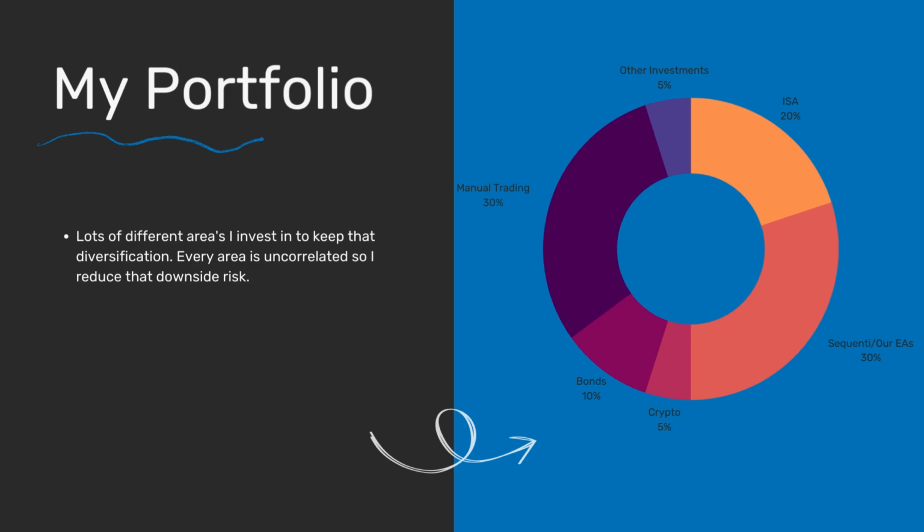Next, I allocate 30% of my portfolio to our own algorithm, Sequenti. This is because the system itself is low risk with a high reward and can perform well when there's momentum in the markets, and is not affected when there are market crashes in the stock market and everything like that. Now, you yourself can use this algorithm as well to add that asset diversification to your portfolio.